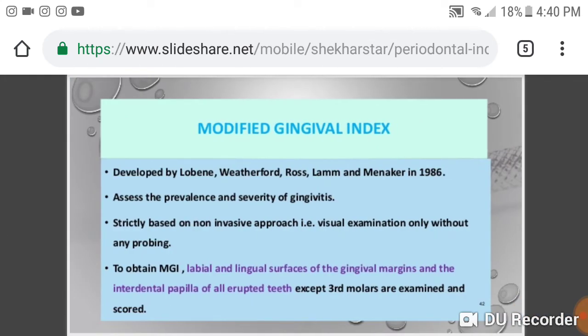Modified gingival index, developed by Lobene, Weatherford, Ross, Lamm, and Menaker in 1986. It assesses the prevalence and severity of gingivitis strictly based on a non-invasive approach, that is visual examination only without any probing. To obtain the modified gingival index, labial and lingual surfaces of the gingival margins and the interdental papillae of all erupted teeth except third molars are examined and scored.